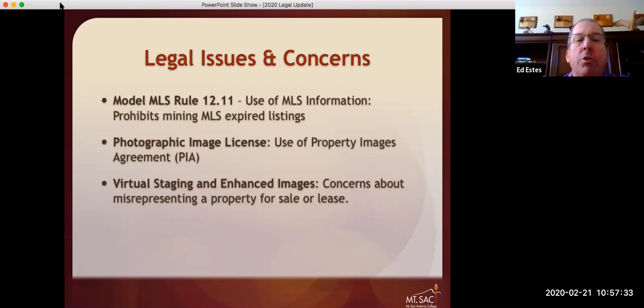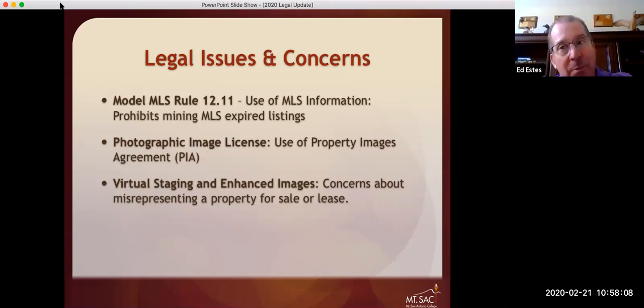And then virtual staging and enhanced images. There are concerns about misrepresenting the property, either for sale or for lease. So all of you have seen this software where you can look at a photo in a kitchen, and you can change the color of the cabinets or the ceiling, the walls. Well, you can also make that brown lawn look green. And you can put a pool in the backyard or a gazebo, or you can do all kinds of things.